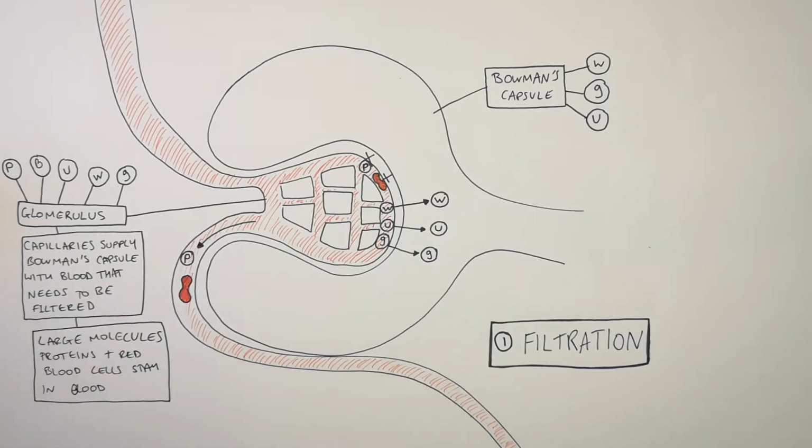So a sign of kidney disease or kidney failure is finding blood in your urine or proteins in your urine. This is because filtration is not working properly and blood and proteins are entering your nephron.